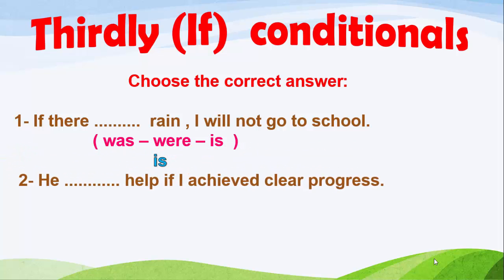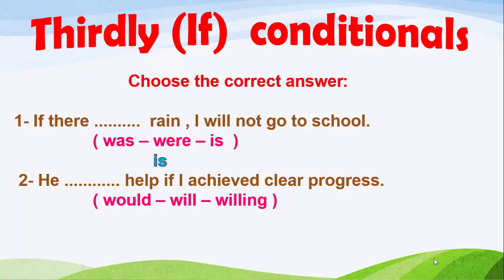He space help if I achieved clear progress. So what are the choices? He would help if I achieved clear progress, or he will help if I achieved clear progress, or he willing help if I achieved clear progress. Which is correct? And tell me the reason.